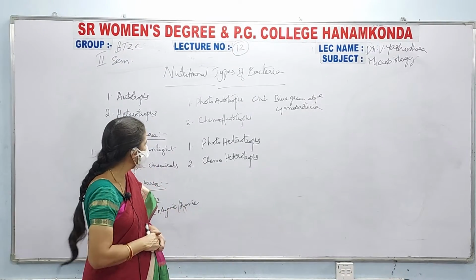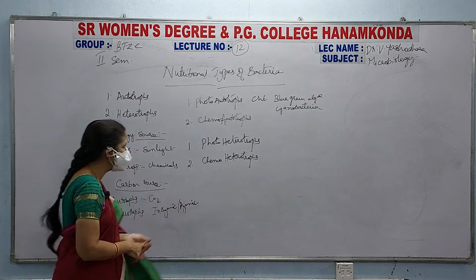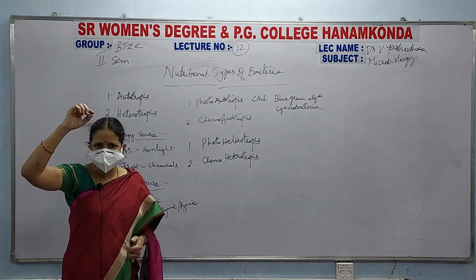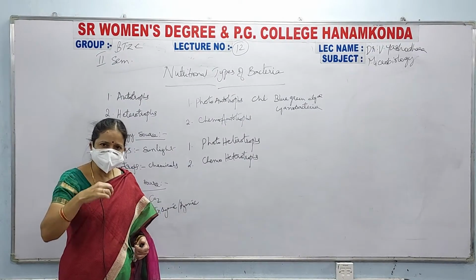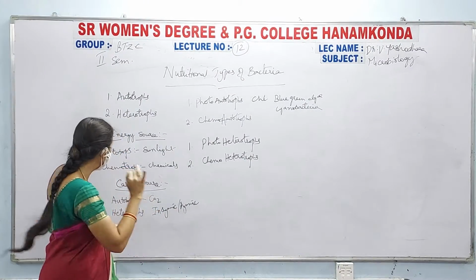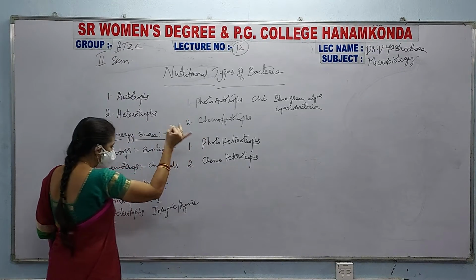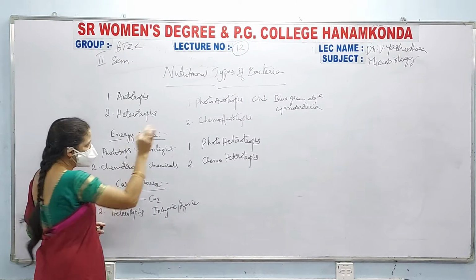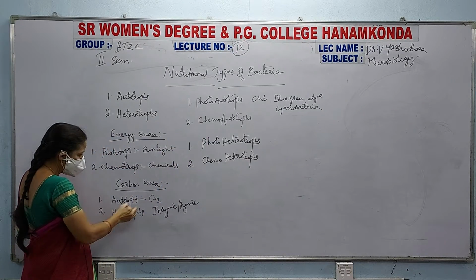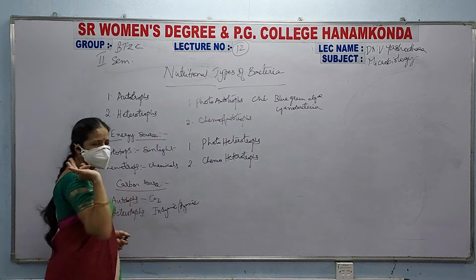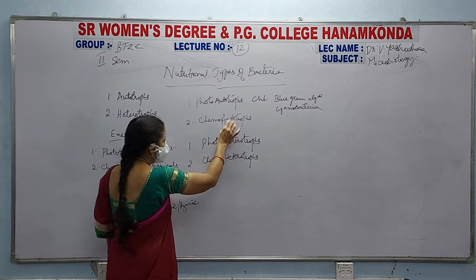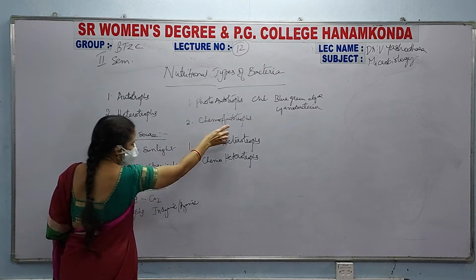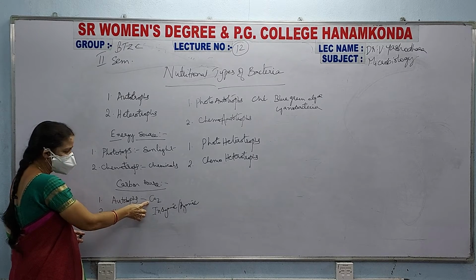Is it okay? Now coming to the chemoautotrophs, again the same definition. These are the organisms which can synthesize their own food material by using an external source of energy, and they synthesize organic nutrients. First one. Second one, these are the organisms which use chemicals as the energy source. Next, these are the organisms which use carbon dioxide as the carbon source.